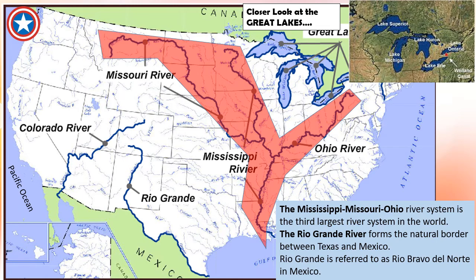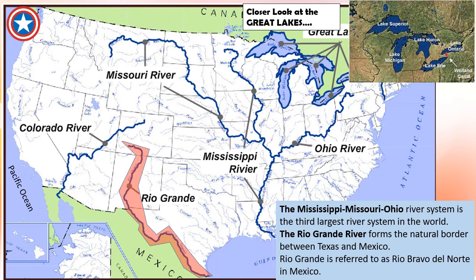In the southwestern part of the United States, you can find the Rio Grande River at 1,885 miles long. It is one of the largest rivers in North America. It begins in the San Juan Mountains of southern Colorado, then it flows south through New Mexico and forms the natural border between Texas and the country of Mexico as it flows southeast to the Gulf of Mexico. The Mexicans refer to the Rio Grande River as the Rio Bravo del Norte.